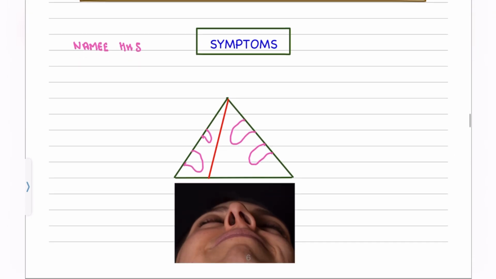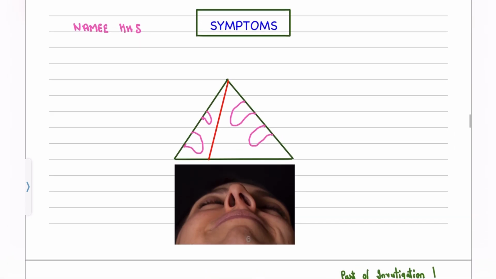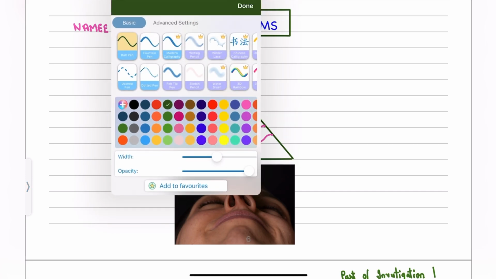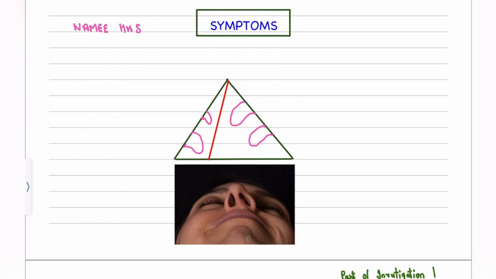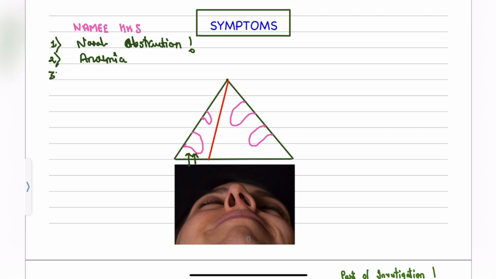Now let's talk about symptoms of deviated nasal septum. Very important concept. I've made a little mnemonic here, that is NAME, NAME, HHS. Now let's discuss. We have already discussed that air won't be able to pass through here, therefore the first symptom would be nasal obstruction. We have already discussed where it is unilateral, where it is bilateral. So first is nasal obstruction. Second, from A, we have anosmia. Third is middle ear infections.